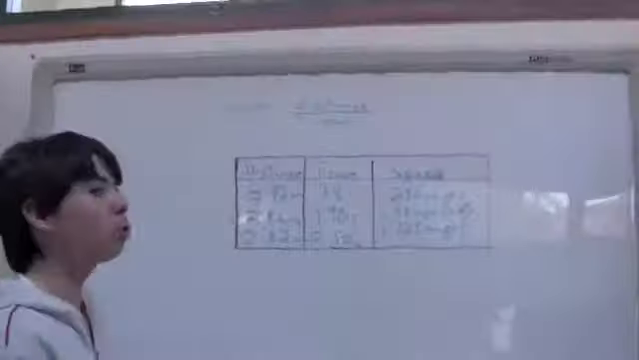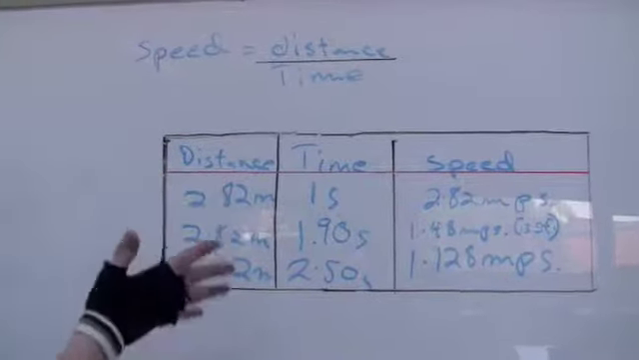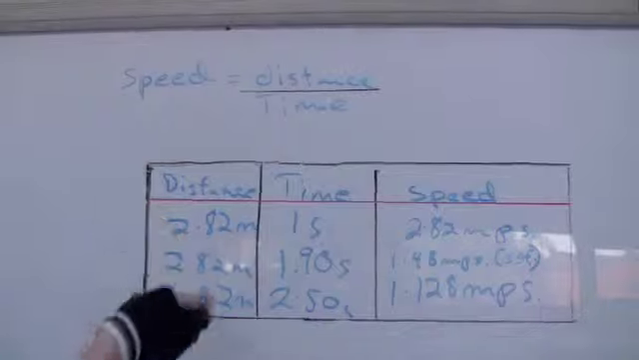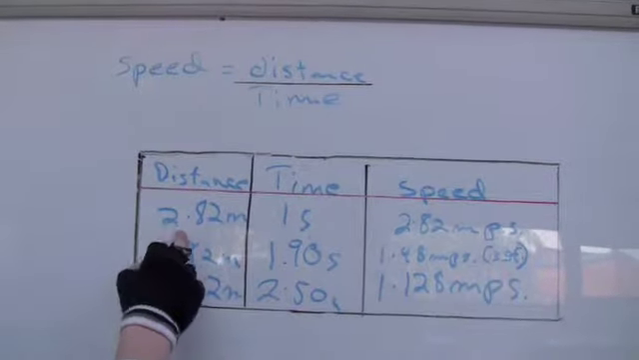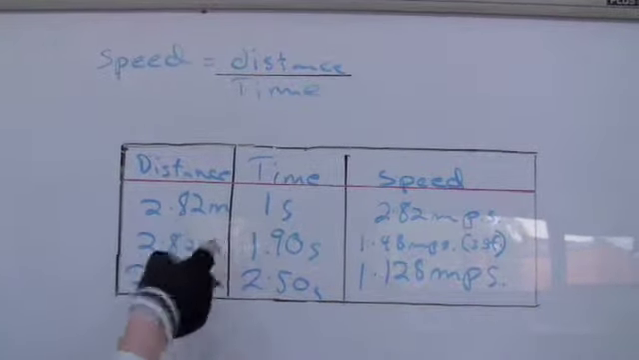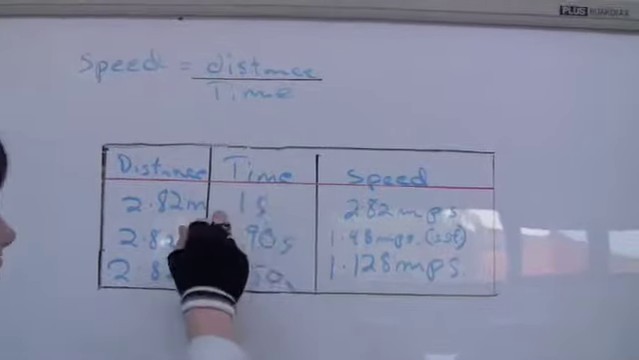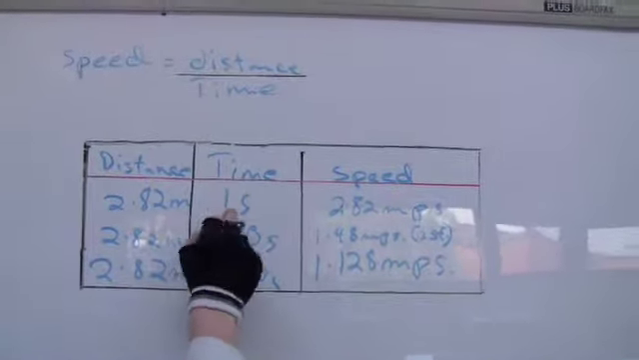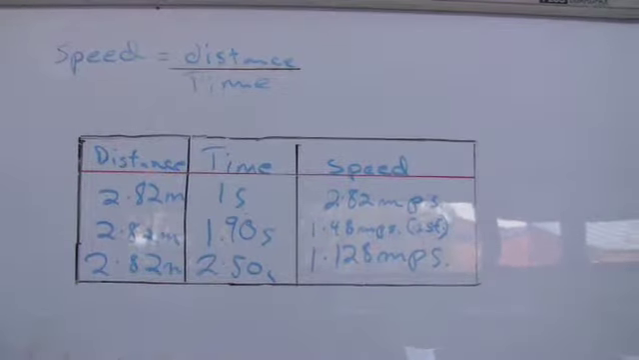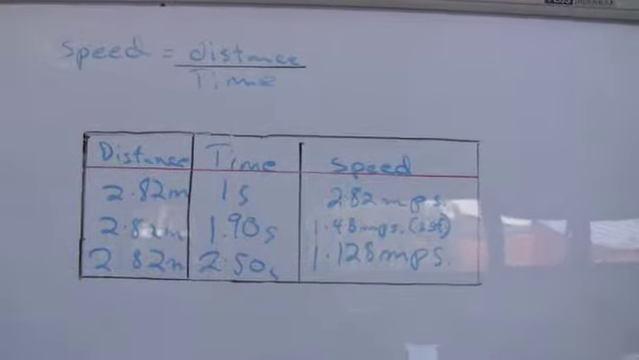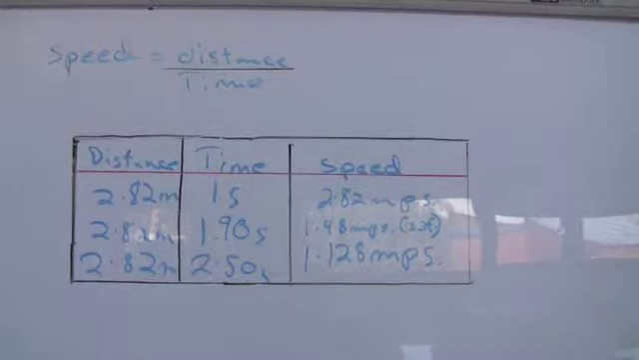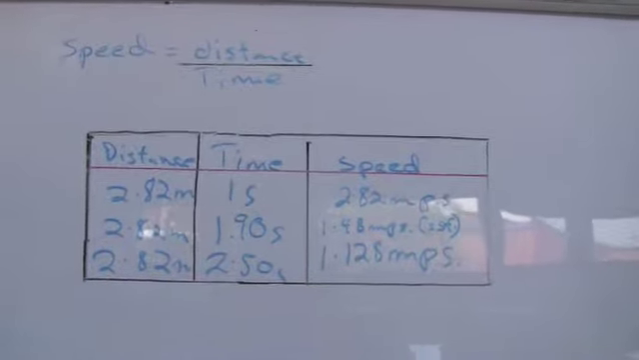Okay, should we start talking about it? Sure, I guess. Okay. Hi, it's me again, David. I'm here to talk to you about the results for our experiment. As you can see, for each try in our experiment, the distance was 2.82 meters. With just the ball by itself, the average time of it dropping is 1 second. With the small parachute, 1.9 seconds. And with the large parachute, 2.50 seconds.